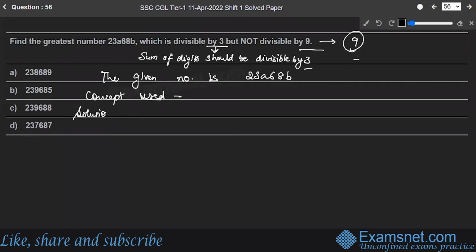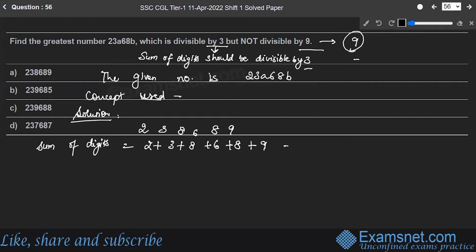So now for the solution part, we'll be checking each and every option one by one. For the first option, it is 238689. Let's do the sum of digits: 2 plus 3 plus 8 plus 6 plus 8 plus 9. So this is equal to 36. You see, 36 is divisible by 3 and 36 is divisible by 9. It's divisible by both. So this is not my answer.